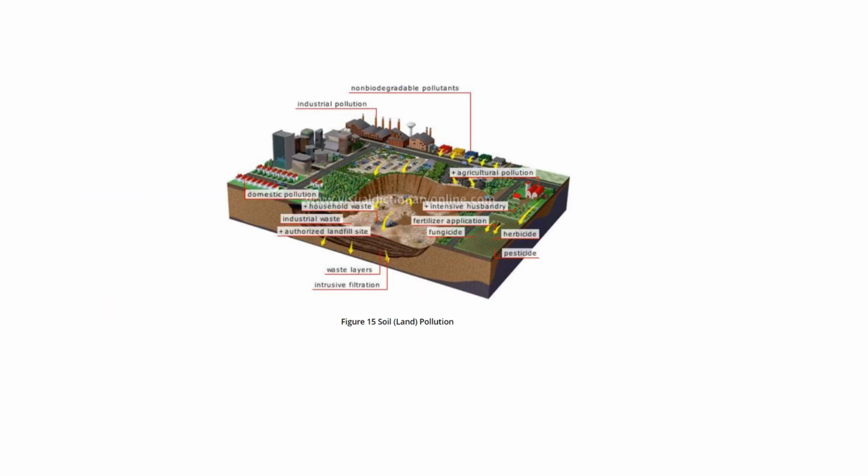The various causes of soil pollution. So it can be due to non-biodegradable pollutants, industrial pollution, domestic pollution, household waste, industrial waste, unauthorized landfill sites, and then the waste layers and intrusive filtration, and fertilizers, fungicides, herbicides, pesticides. These can be a few of the reasons for soil pollution.